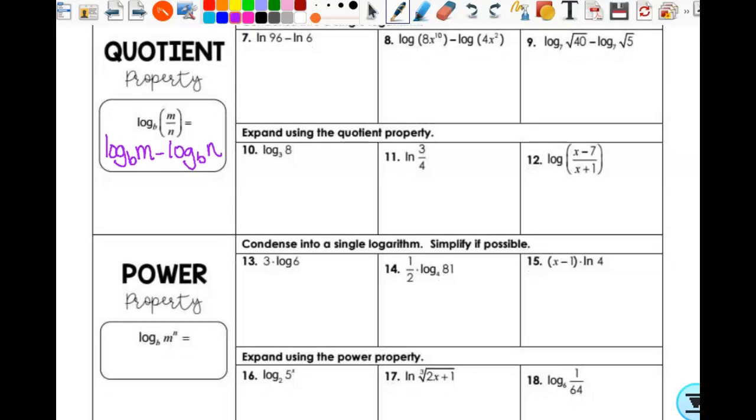So we can condense and expand. We're going to start by condensing. I have two logs, same base being subtracted. I condense it into a single log with division, so 96 over 6. And what is 96 divided by 6?